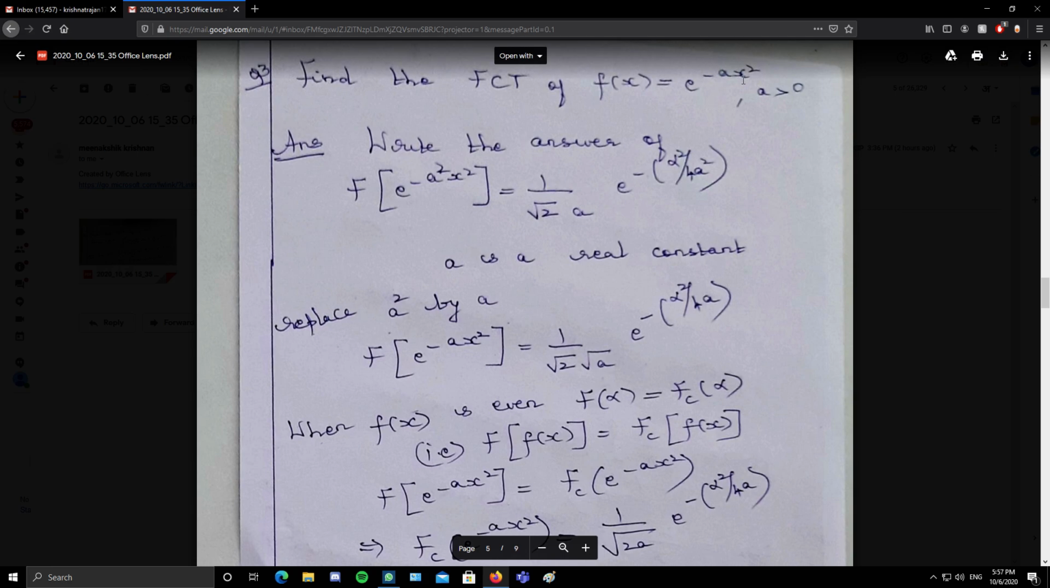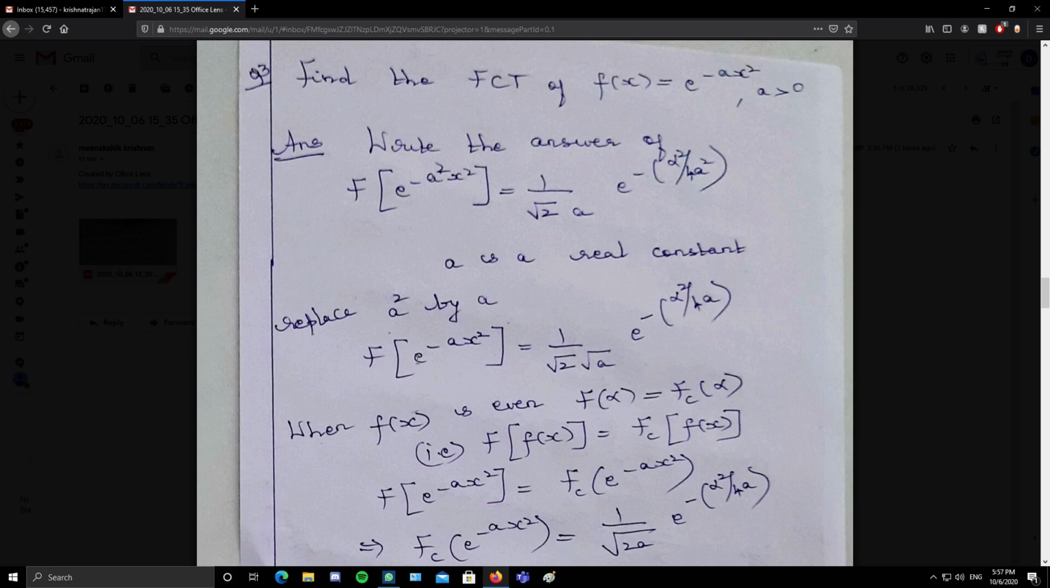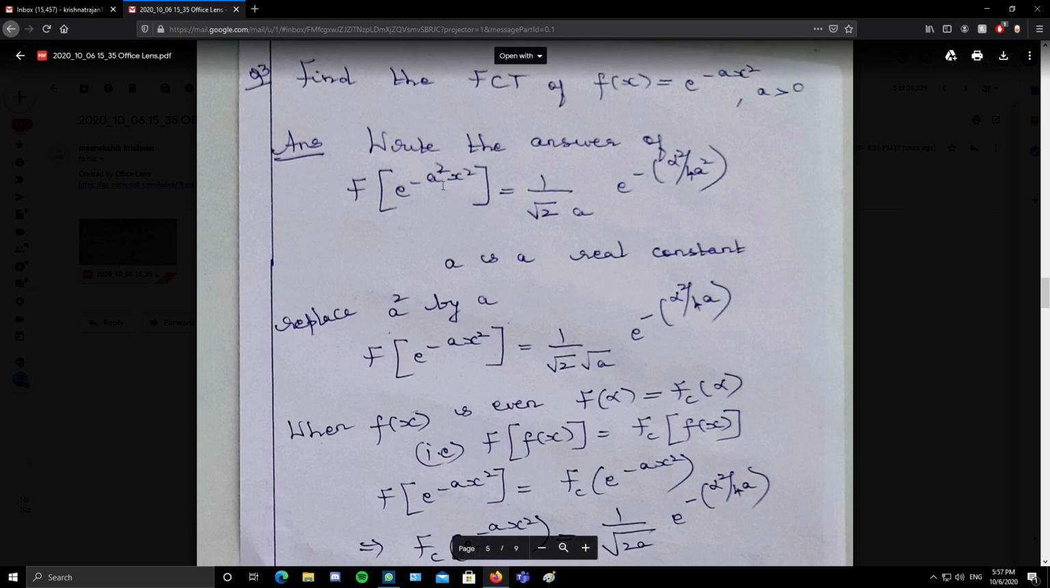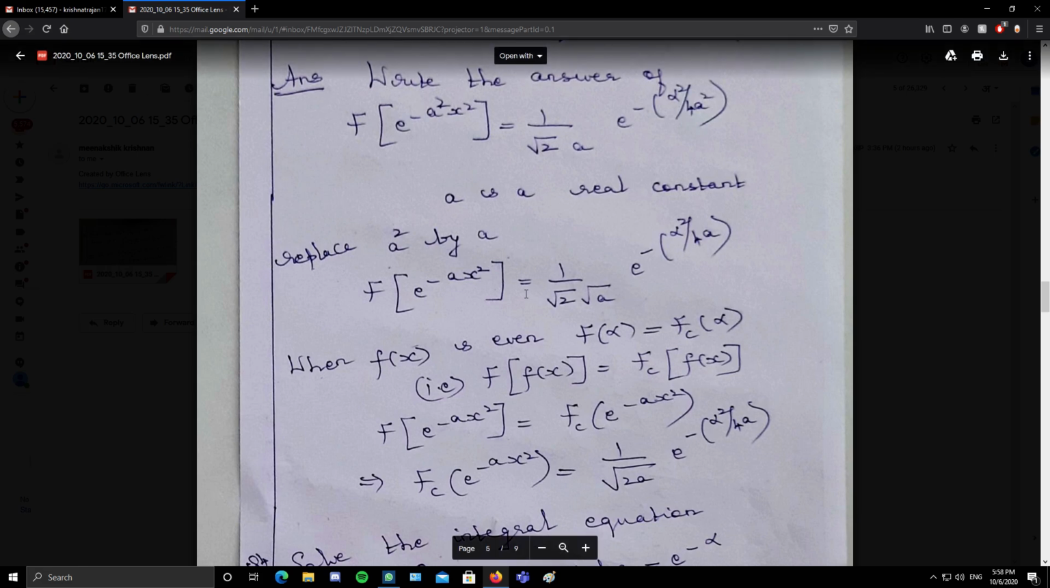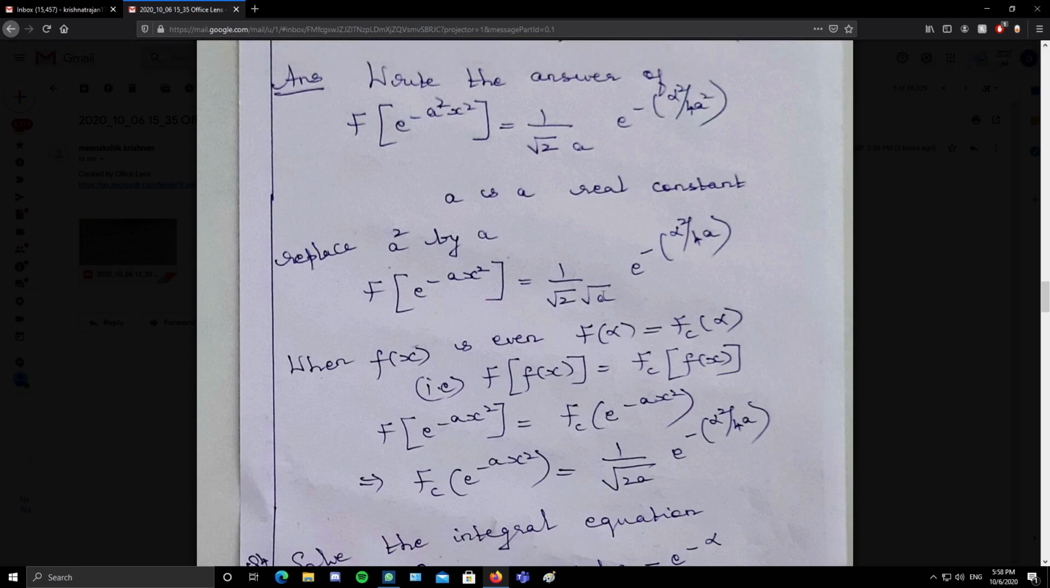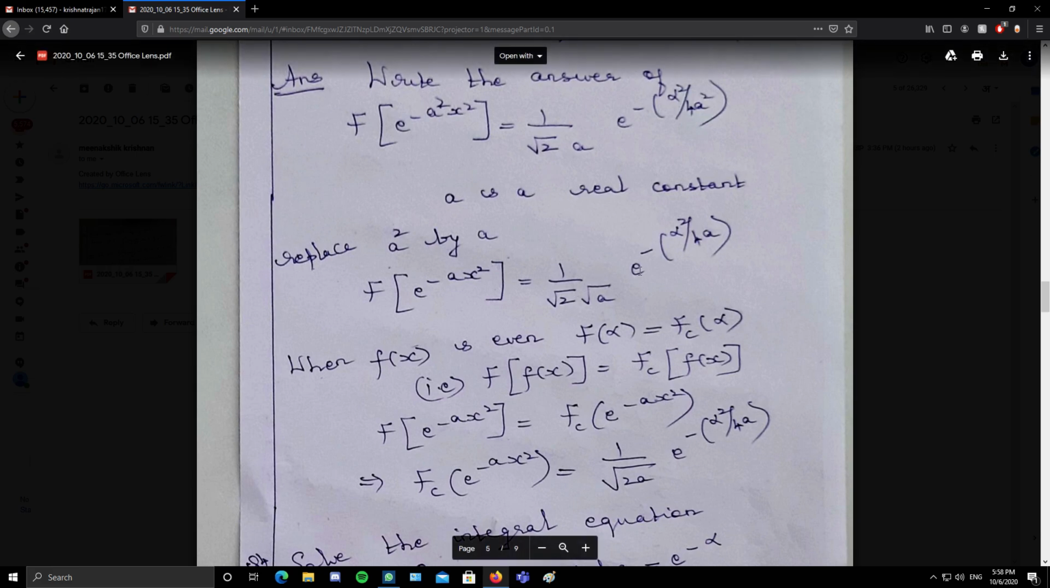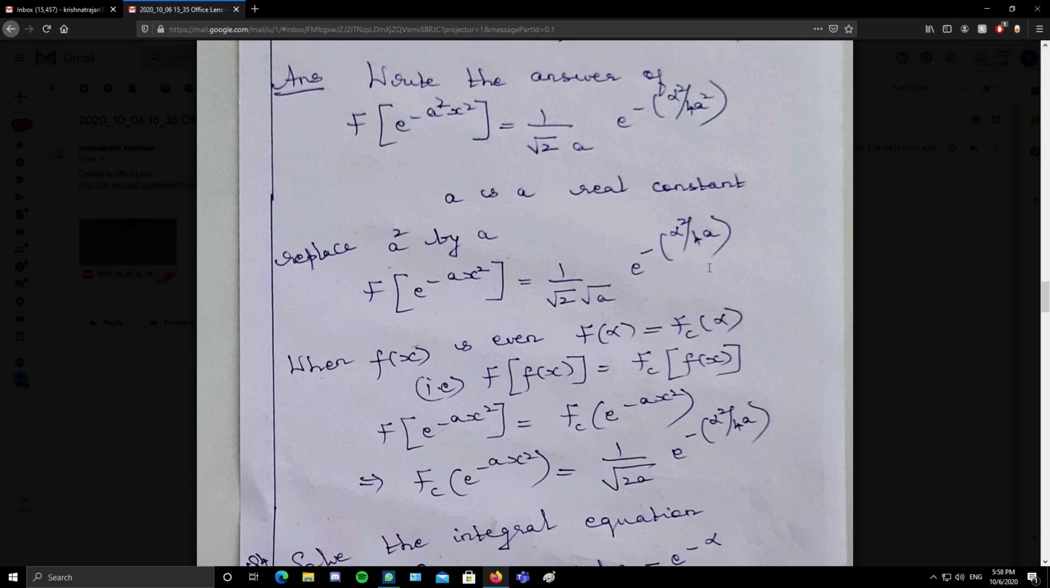E power minus ax square. So replace a square by a. So F of e power minus ax square is 1 by root 2 into root a e power minus alpha square by 4a. So we are replacing a square by a here. So a is replaced by root a. Also I told you should remember, this is given in the formula page. You should learn this formula by heart. So 1 by root 2 root a e power minus alpha square by 4a.